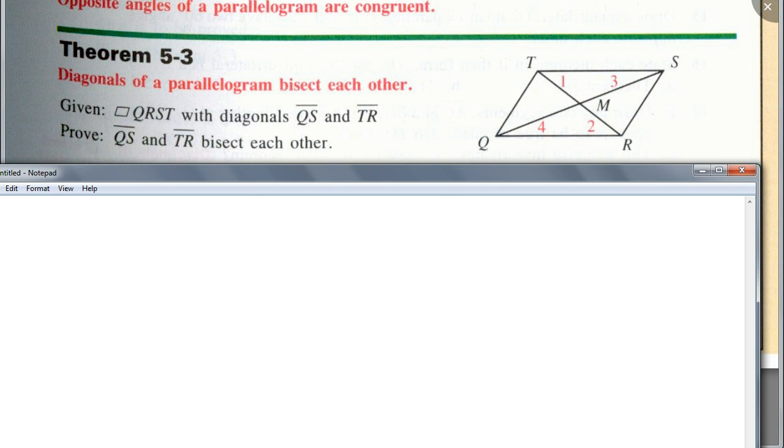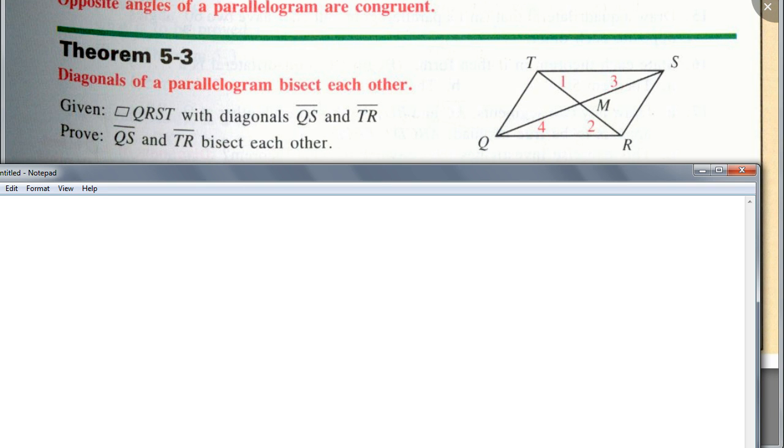What does that mean when they bisect each other? Raise your hand. Yes, Andrew? They cut them in half. Which ones? They say bisect each other. Which segments? The diagonals, both of them. So in other words, M is the midpoint of both of these segments, TR and QS. Does that make sense?